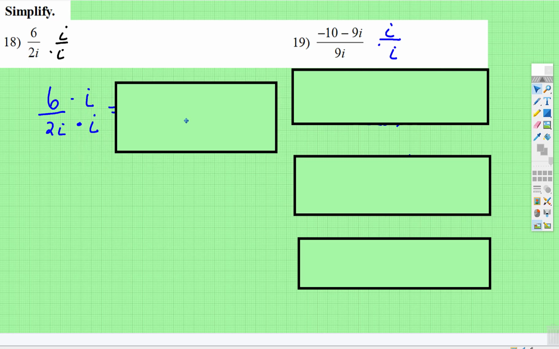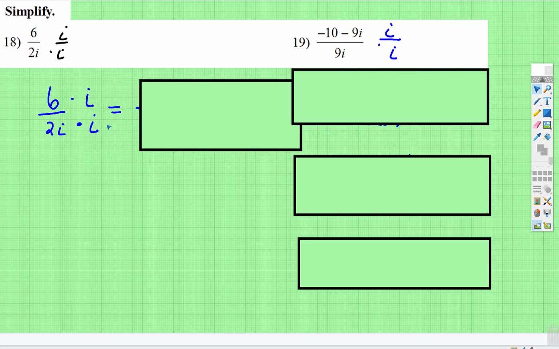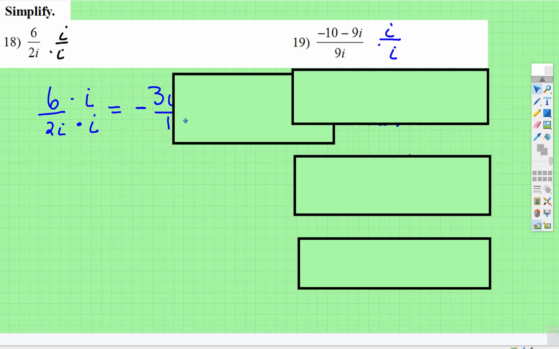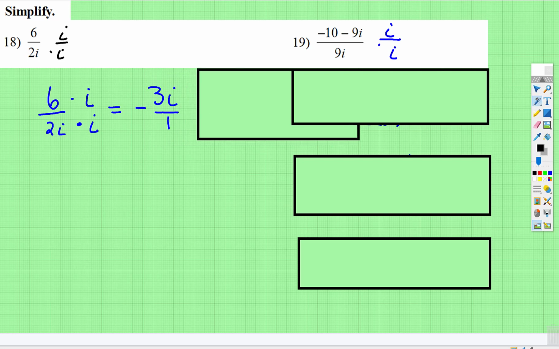So I think that's what I did here. And then i times i is i squared, or -1. So I didn't show the whole process. So 6 times i is 6i. 2 times i times i is i squared. Well, i squared is -1. So now we have 6i over -2.